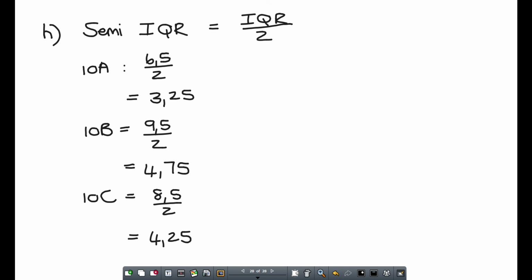Another example. Find the 5 number summary and the interquartile range of the data. Okay, so first thing, order your data. Now we have an odd number. It's an uneven amount of data values, so there's only going to be one value in the middle, meaning Q2. And that is at 8.